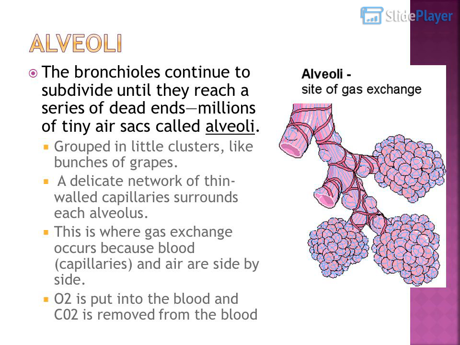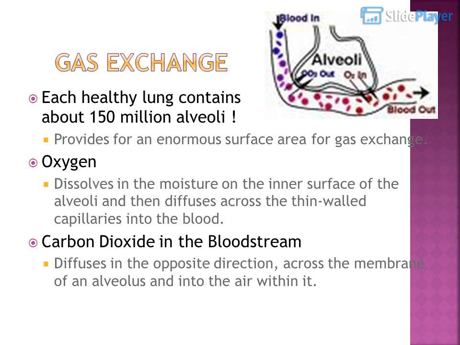Alveoli. The bronchioles continue to subdivide until they reach a series of dead ends, millions of tiny air sacs called alveoli, grouped in little clusters like bunches of grapes. A delicate network of thin-walled capillaries surrounds each alveolus. This is where gas exchange occurs because blood, capillaries, and air are side by side. O2 is put into the blood and CO2 is removed from the blood. Gas exchange. Each healthy lung contains about 150 million alveoli, providing an enormous surface area for gas exchange.